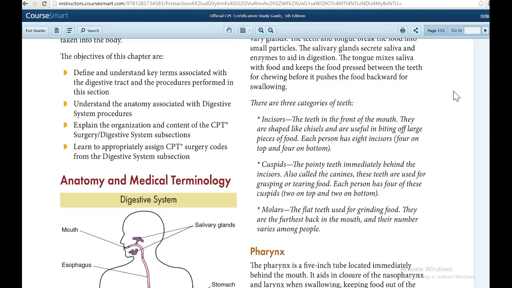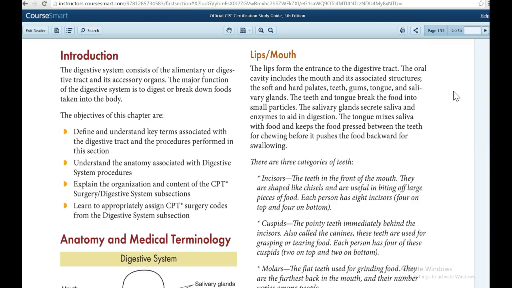Of course, it starts with the lips and the mouth. You have the lips, the entrance of the digestive tract. The oral cavity includes the mouth associated with these structures. You have the soft and hard palates, the gums, the teeth, the tongue, the salivary glands. The teeth and the tongue break the food into small particles.